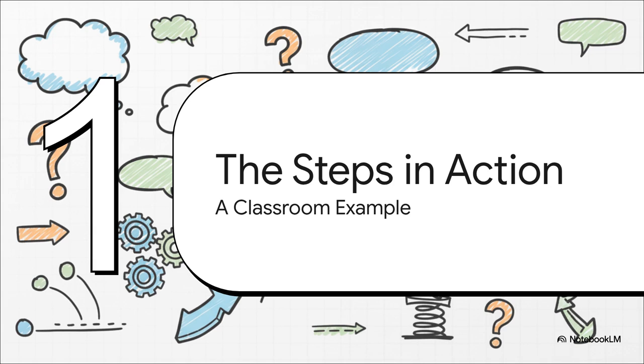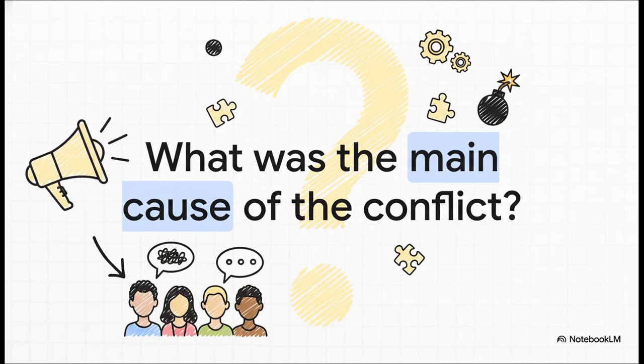Okay, so the theory is all well and good, but what does this actually look like when the pressure's on in a real classroom? Let's walk through a quick example to see how this whole 3-step dance works in practice. So it all starts here with step 1. The teacher uses a cold call to get everyone on their toes and involves a specific learner. The question is pretty standard. What was the main cause of the conflict? A nice, clear starting point.